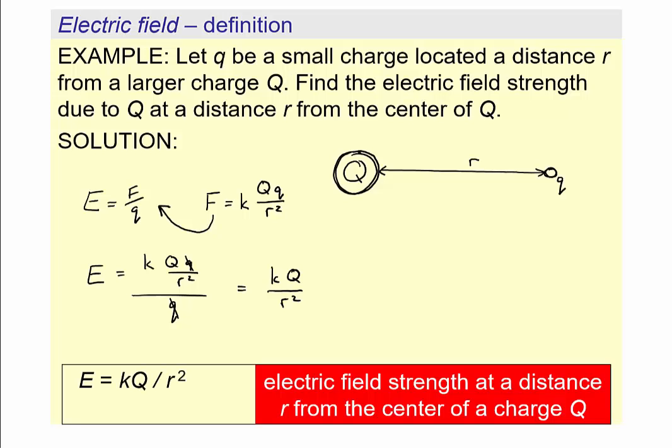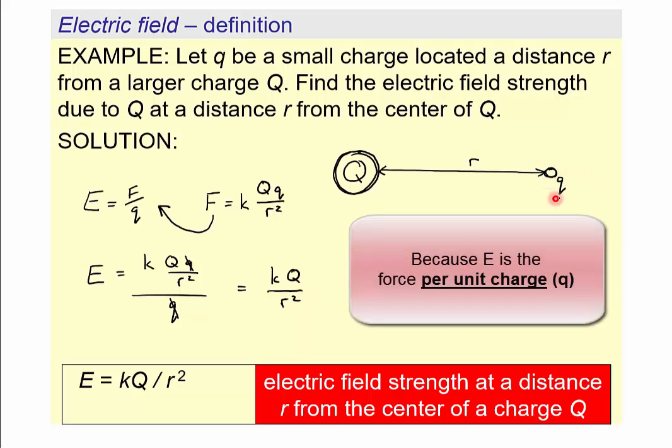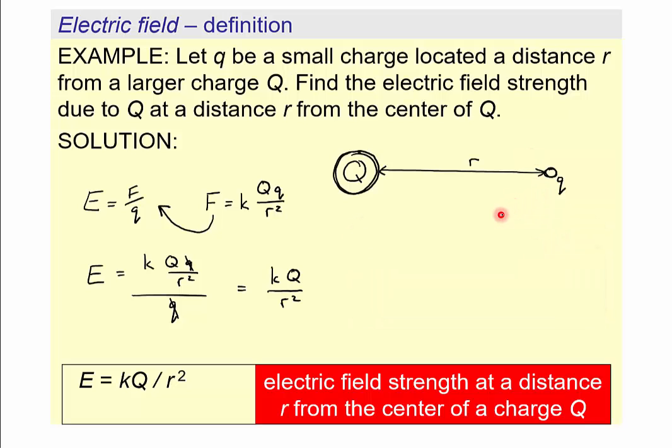And I've just rewritten that down the bottom, and this is actually the electric field strength at a distance r from the centre of a charge Q. Note that the electric field depends on Q, because this large Q is setting up the field around it. Let me say what it doesn't depend on. It does not depend on what this value of small q is. It doesn't matter what charge you put out here that's experiencing the field. All that matters is the charge that's setting up the field and the distance from that charge.